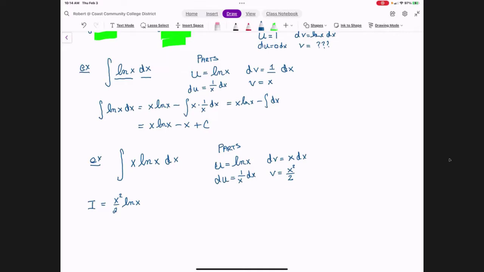Minus the integral of v du, x over 2 dx. So the integral that we're left with is easier than the one we started with, so we'll just go ahead and finish it off. So we get 1/2 x squared log of x minus x squared over 4 plus a constant c.